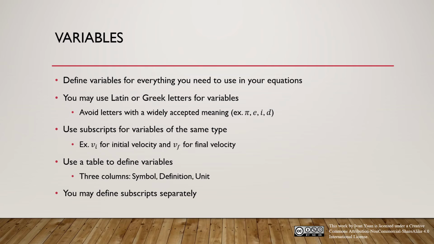And the clearest way to define all your variables is through a table. Of course, it would be a three-line table format table, and you should have 3 columns. The first column with all the symbols, the second column with the definition of the variable, and the final column showing the unit of the variable. And if you have a lot of subscripts, you can use a separate table to define your subscripts. This time you probably only need 2 columns.